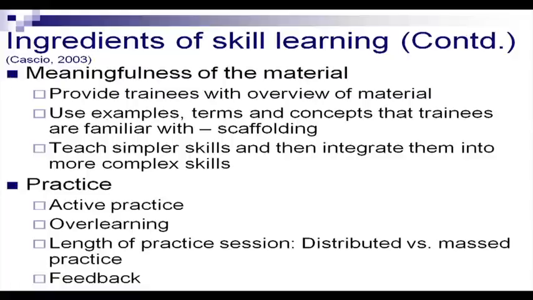Meaningfulness of the material is another aspect of skill learning. Whenever we give any material to the trainee, it always helps if the trainee can see meaning, can see value in whatever has been given to the trainee. So in order to give that, an overview should be given to the trainee regarding the material that is being shared with the trainee, and examples should be shared with the new trainee regarding the terms and concepts that the trainee is familiar with.